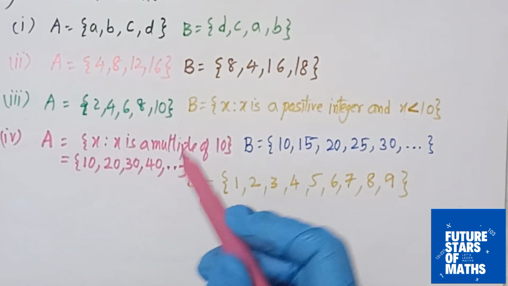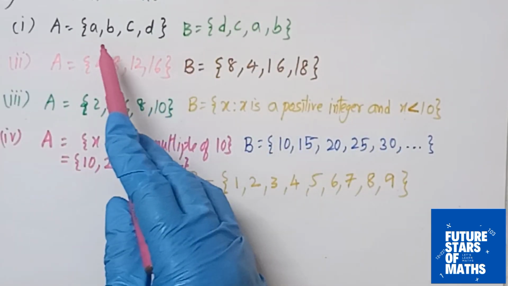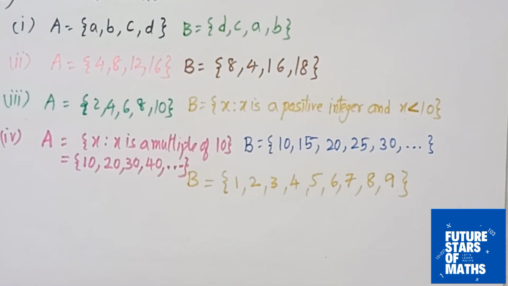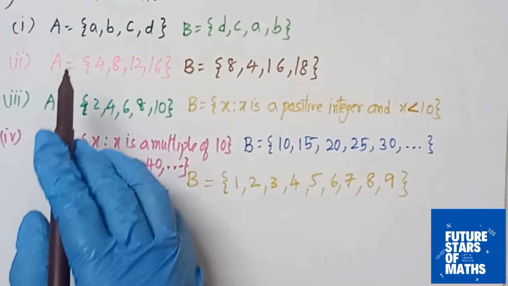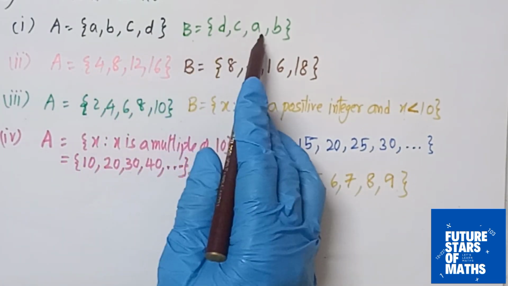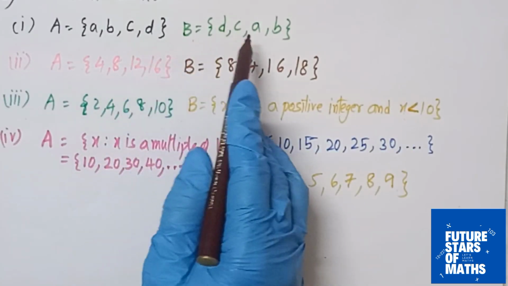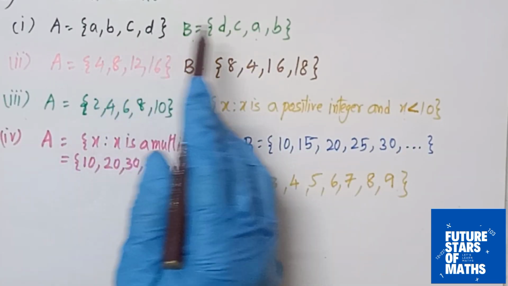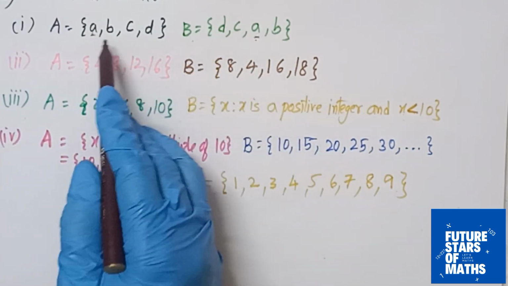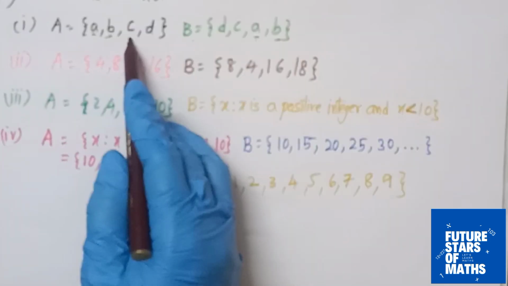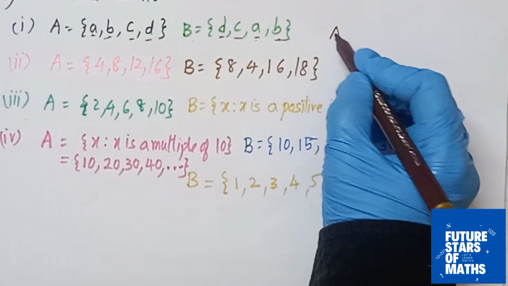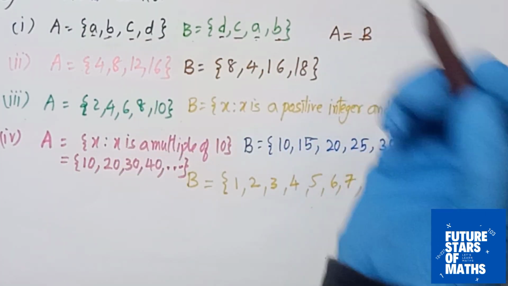So now what do we have to do? We have to check whether these two sets in each bit are equal or not. So in the first set, what do we have? A equal to {A, B, C, D} and B equal to {D, C, A, B}. How many elements are there? 4. And the elements are also the same. As you can see, here we have A, here also A, B, B, C, C, D, D. So A is equal to B.